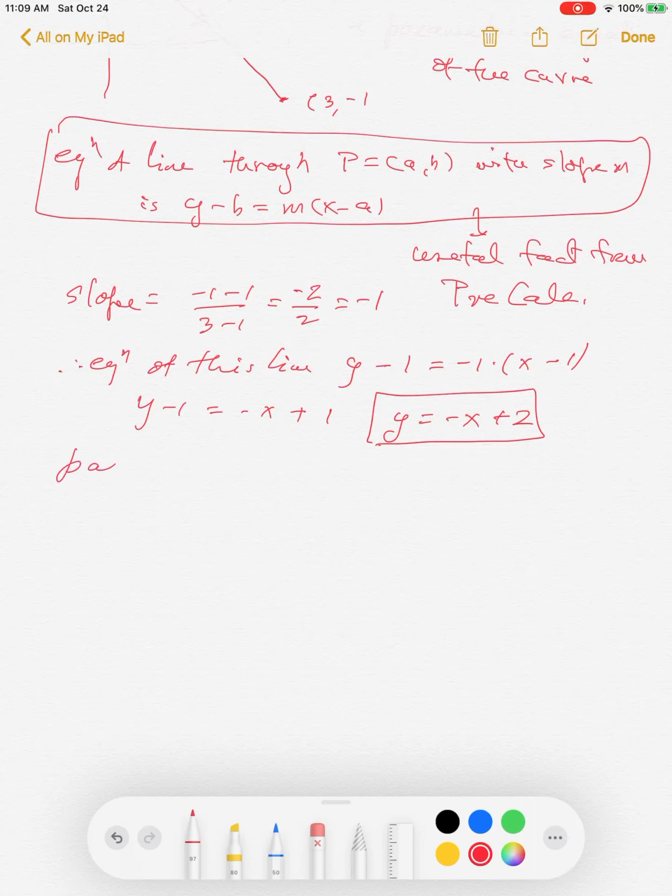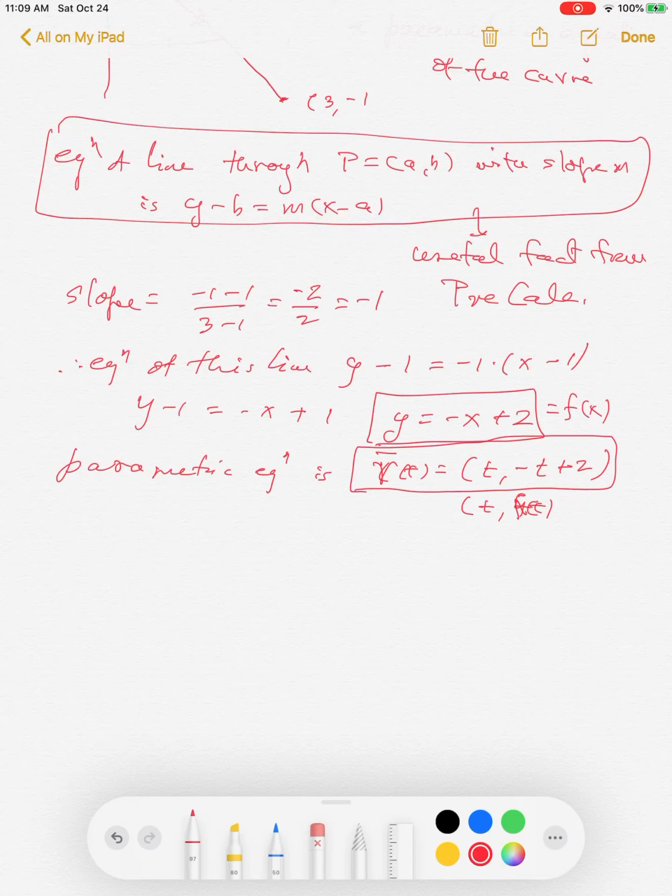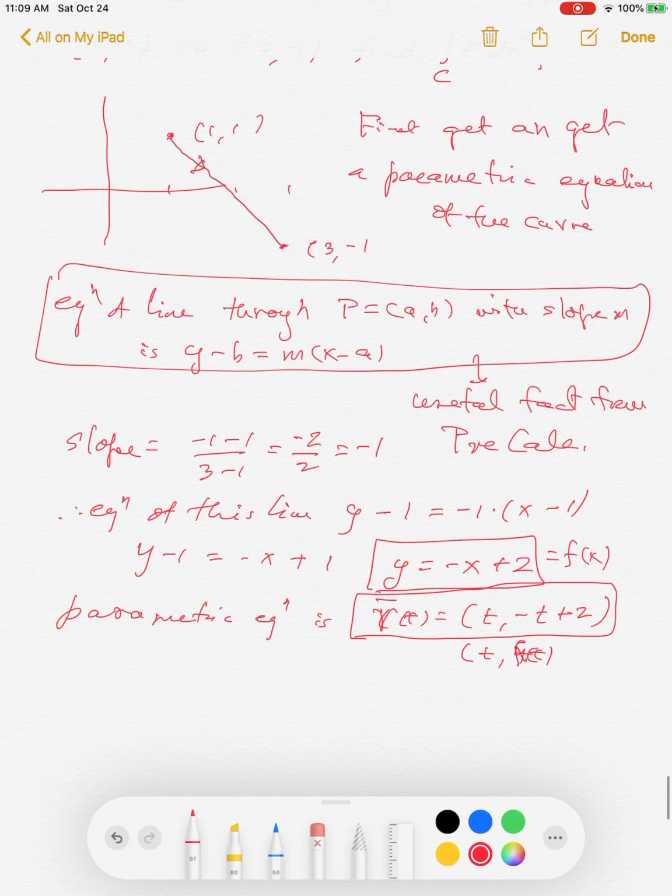That's your Cartesian equation. So in parametric equation I take x as the parameter. The parametric equation will be, I take x equal to t, so you will get r bar of t is equal to (t, minus t plus 2). Y is, so it is (t, y(t)) or x(t). If you call this a function of x, then it is f of t. So that's the parametric equation.